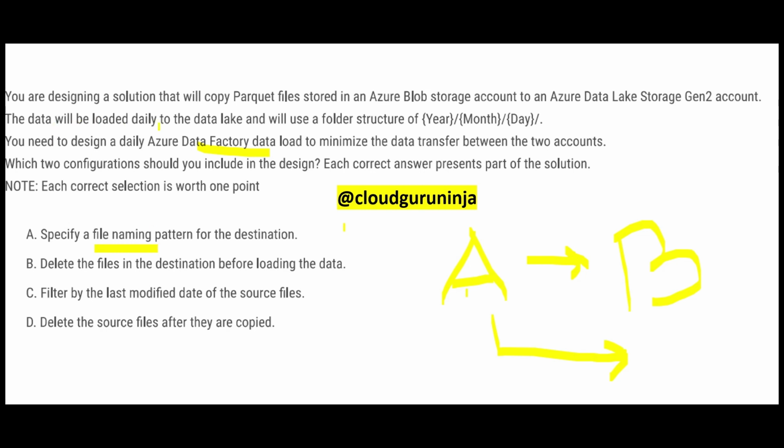See here what is happening, the data will be loaded to the data lake using this folder. This is what they have given. So A is saying, boss, tell me where should I put the file. B is saying, I will delete the file in the destination before loading. That means if I am moving one file from here to here and B already has a file, I will delete it. If I am immigrating people from one country to another, and country B already has people, I will kill them. Does this look logical, boss? Who told you to do that?